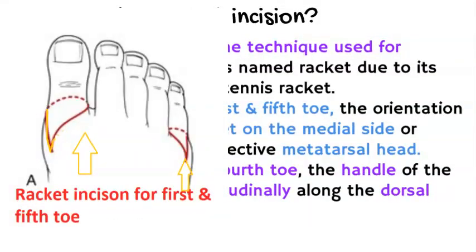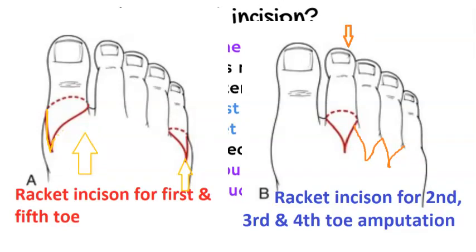This first figure shows a racket incision for the first and fifth toe, whereby the orientation is at the medial side or lateral surface of the metatarsal head. The second picture shows the racket incision for the second, third, and fourth toe amputation, where the handle of the racket is orientated longitudinally along the dorsal surface of the digit.